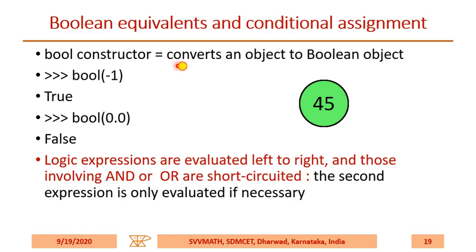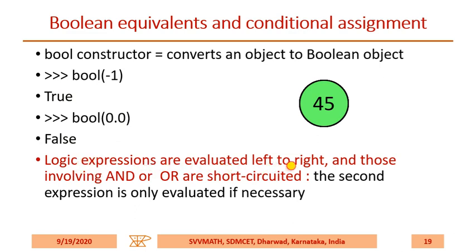The Boolean constructor converts an object to a Boolean object. Boolean of -1, the answer will be true. Try to understand why. Bool of 0.0 is false. Try to get the idea. Why? This is a very important point, understand this one line.